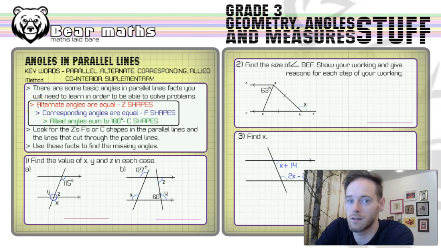Parallel is when two lines are never going to meet. They can be any way round at all, vertical, horizontal, diagonal, whatever, but they're just two lines that are never going to meet each other.